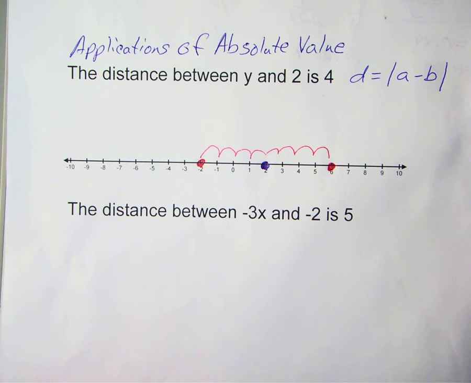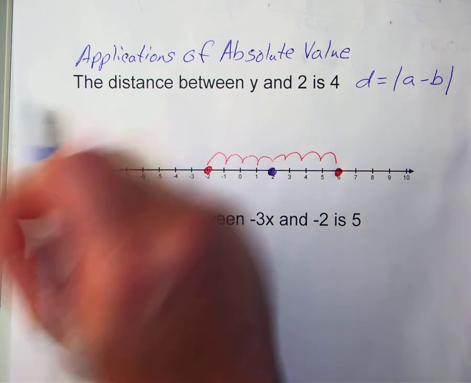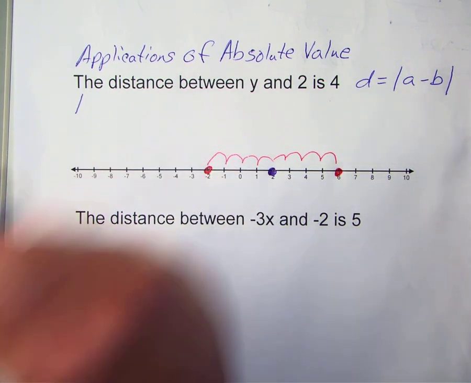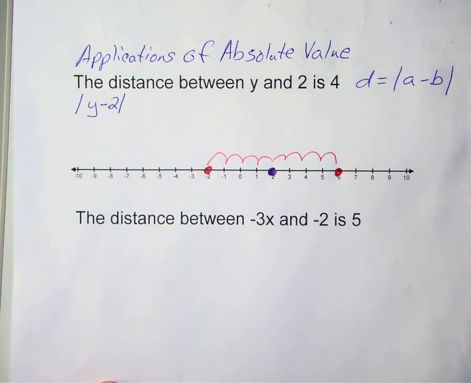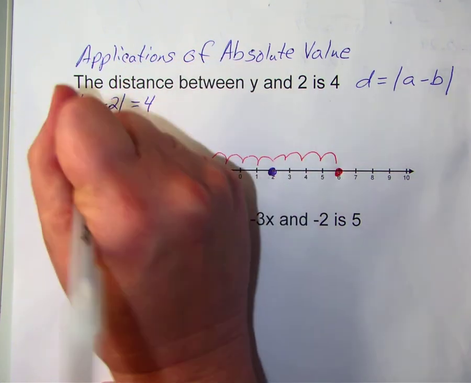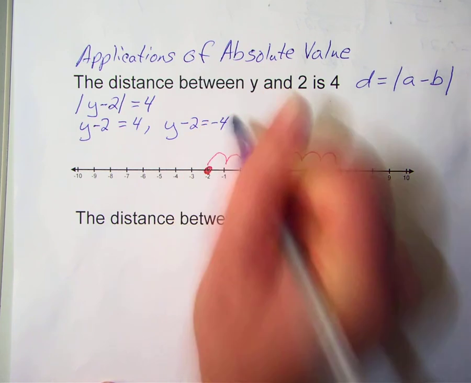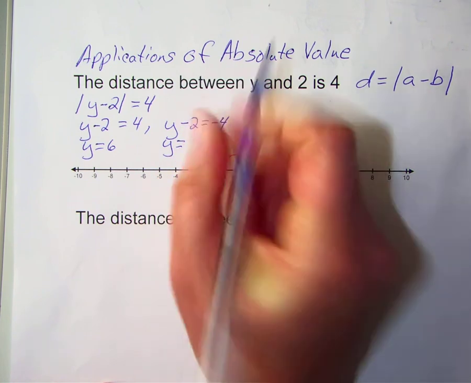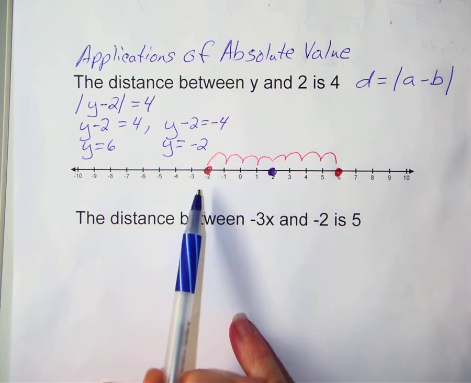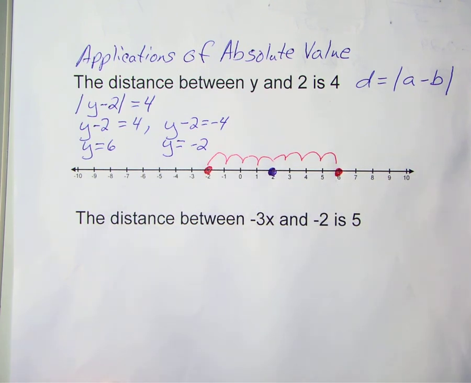There's the rule. If I were to change this sentence into an algebraic equation, I would say that the distance between y and 2 can be written as the absolute value of y subtract 2. If that distance is 4, there's the equation. I'll break that down into two separate equations and solve both of them. Here I'm going to add 2, y equals 6. Here I'm going to add 2, y equals -2. And you see that that holds true with what we found intuitively by visualizing on a number line.